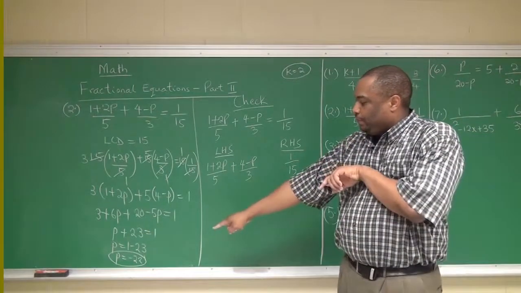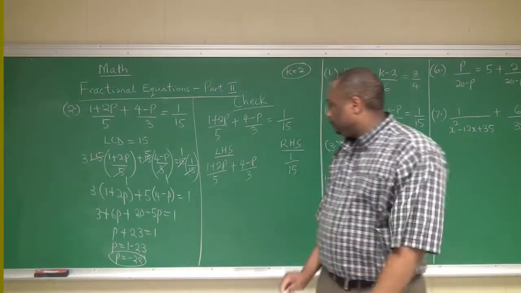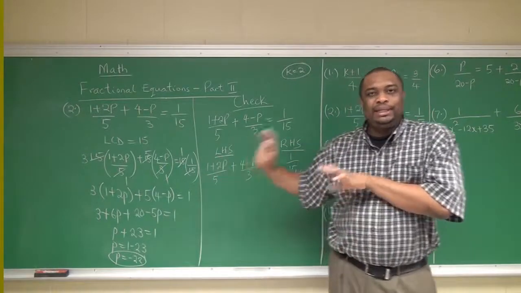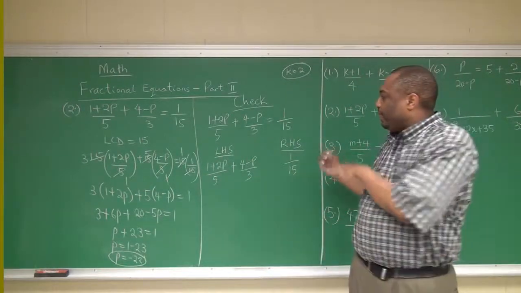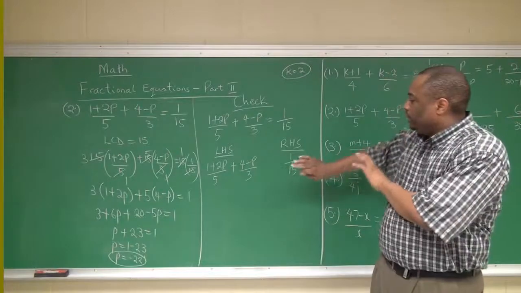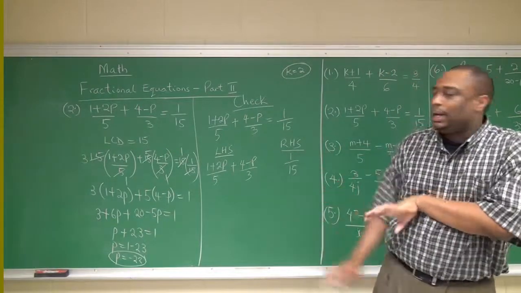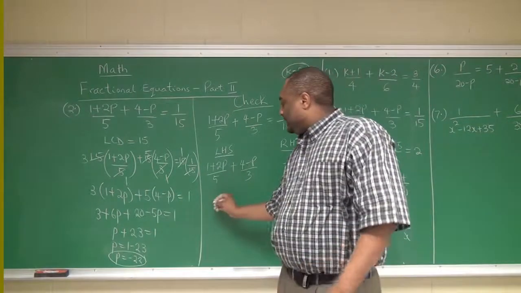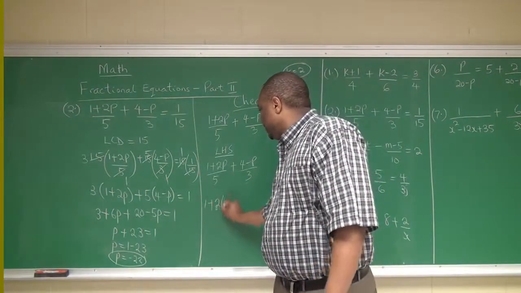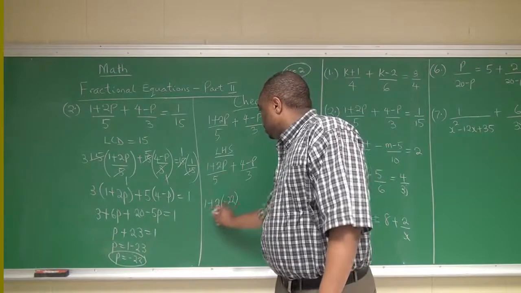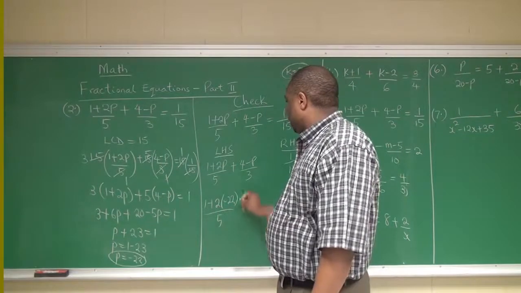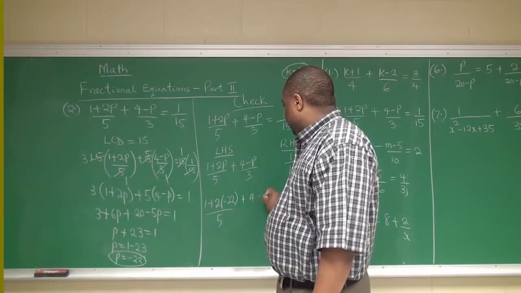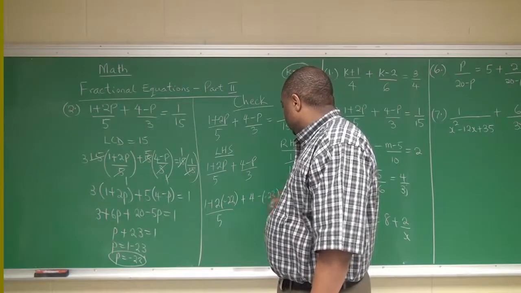Now, what did we get as our p? Negative 22. So on the left-hand side, we see terms in p. But on the right-hand side, we do not. So we do not bother ourselves on the right-hand side. We focus on the left-hand side. Now this gives us 1 plus 2 times negative 22 over 5 plus 4 minus negative 22 over 3.